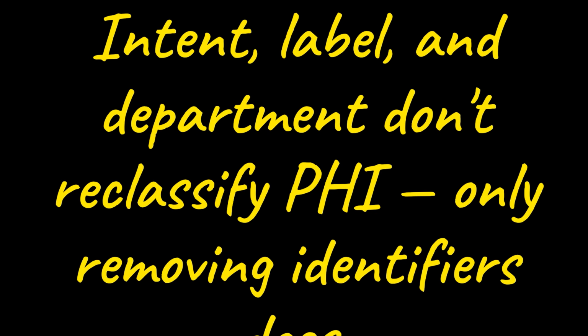The most common mistake is thinking that operational use, research labels, or internal routing somehow changes a record's status. They don't. Whether a record is PHI depends entirely on what it contains, not what it's called or where it's going.